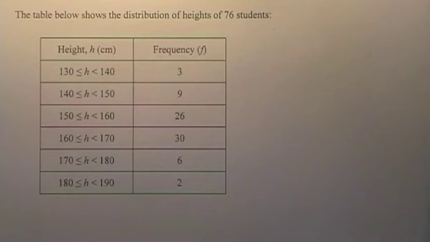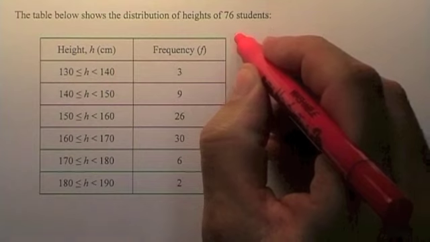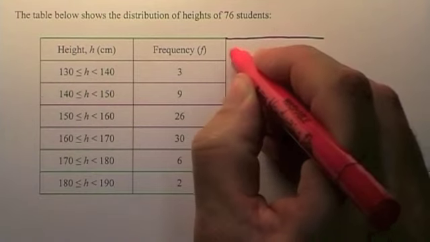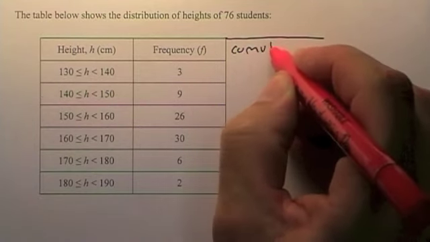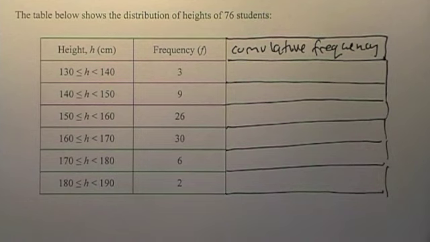The easiest thing to do is add another column to this table. So I'm going to add the column and I'm going to call it cumulative frequency. And now I calculate this cumulative frequency by taking the running total.